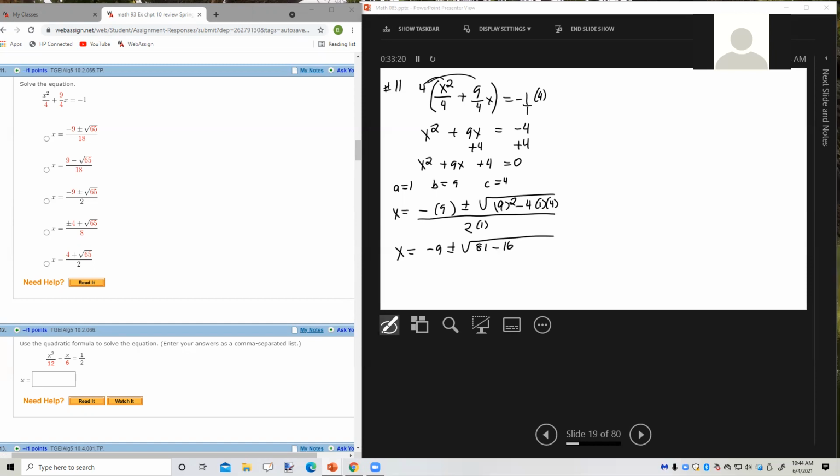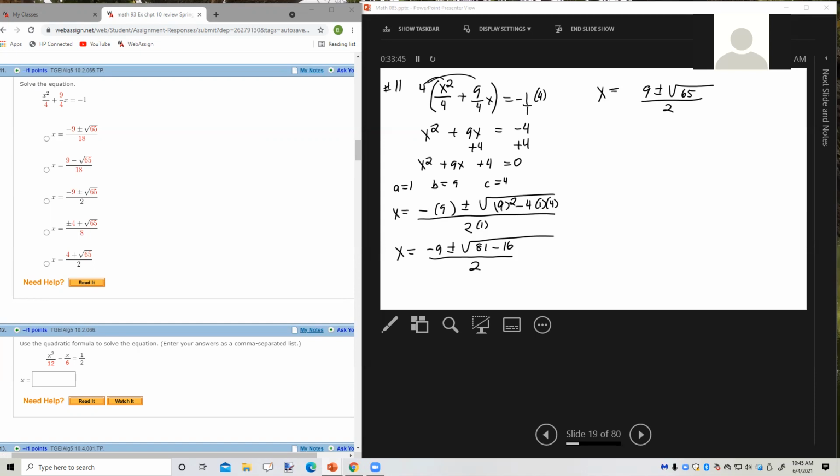Minus 4 times 1 times 4, all over 2. X equals -9 plus or minus the square root of, let's see here, I'm feeling lazy, so I'm going to use my calculator. 81 minus 16 is 65, all over 2.